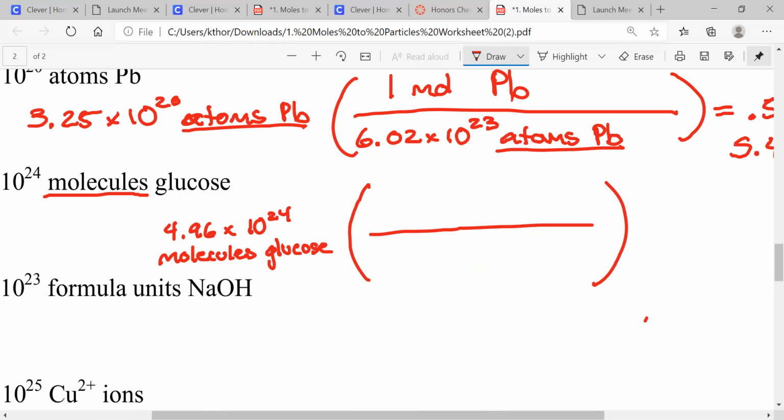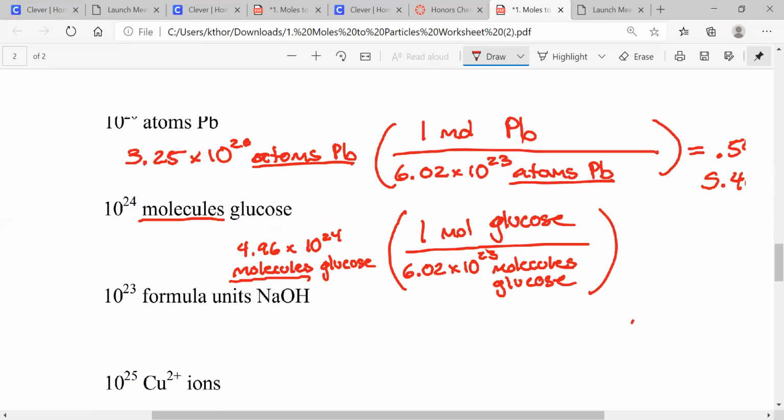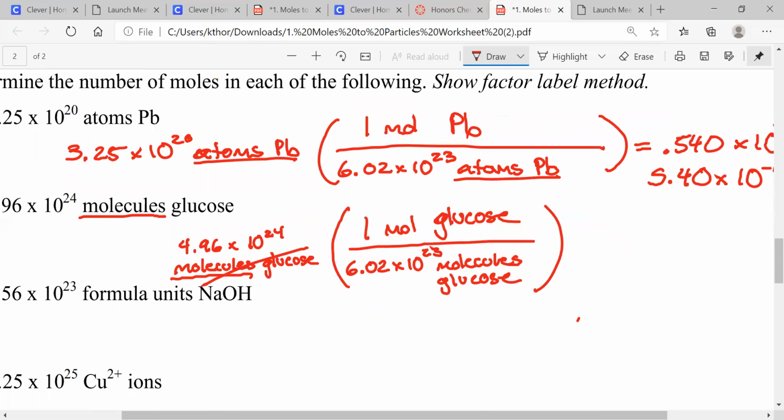Okay, you sounded like you just guessed, and you guessed right. What is the unit of measurement right here? Molecules. Is molecules and mole the same thing? No, that's why. Okay, so 1 mole of glucose goes on top. 6.02 times 10 to the 23rd molecules of glucose is there. That cancels out.